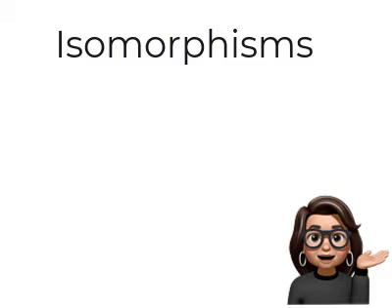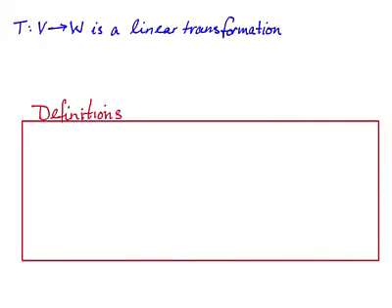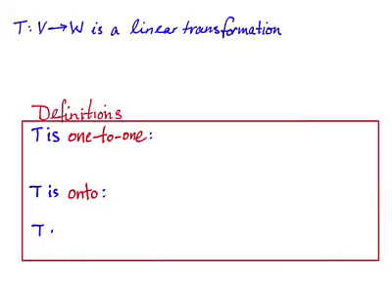Hi, welcome back. In this video, we're going to introduce isomorphisms and do a few examples. So let's start with some definitions. Let's say we have a linear transformation T from V to W. Then we're going to define what it means for T to be one-to-one, the definition of an onto linear transformation, and then finally we'll define an isomorphism.